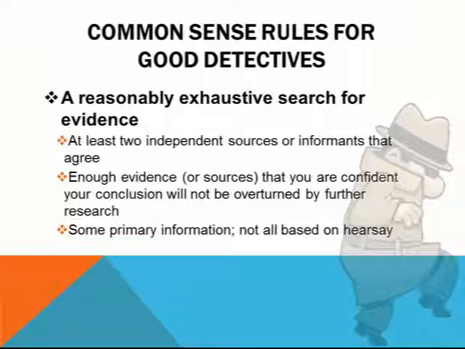In summary, good old common sense rules for being a good detective dictate that we should make a reasonably exhaustive search for evidence. This search should include at least 2 independent sources or informants that agree. We should base our conclusions on enough evidence that we are reasonably confident that our conclusions will not be overturned by further research. This does not mean that we have to search every single record, but enough that we are reasonably confident in our conclusions. Our evidence should also include primary information and not all be based on secondary or hearsay information.